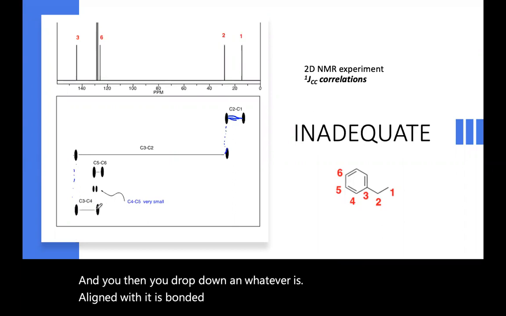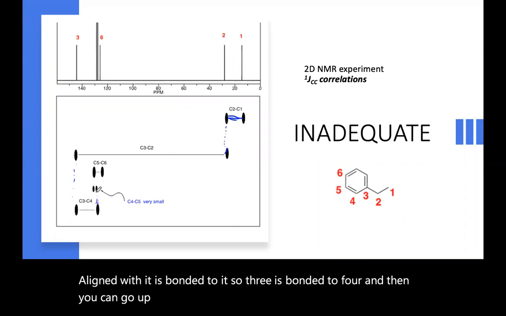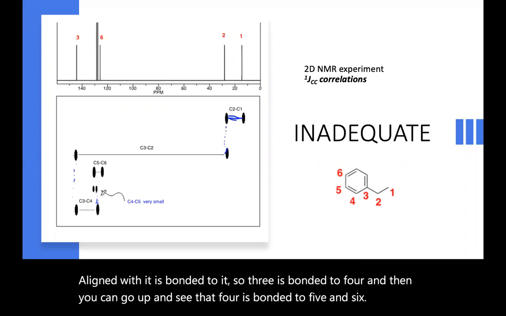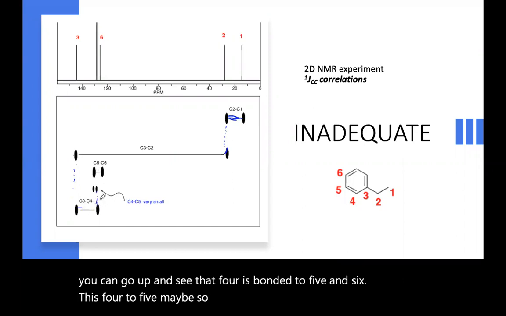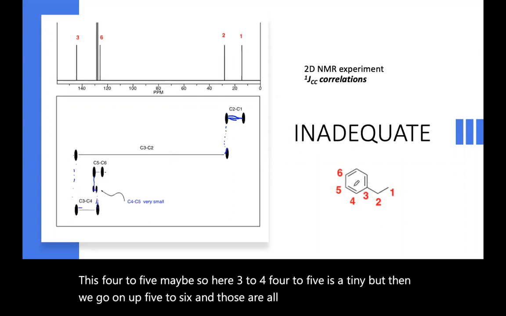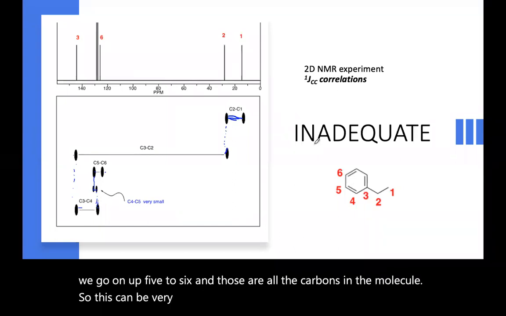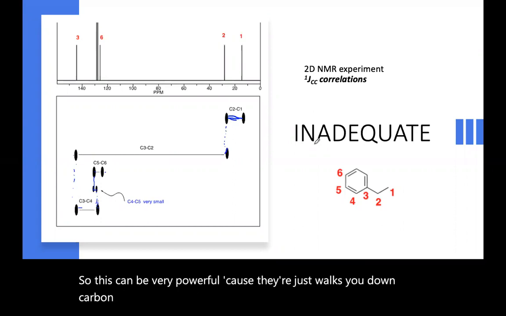So 3 is bonded to 4, and then you can go up and see that 4 is bonded to 5 and 6. And this 4 to 5 maybe, so here's 3 to 4. 4 to 5 is tiny, but then we go on up 5 to 6, and those are all the carbons in the molecule. So this can be very powerful because it just walks you down carbon, carbon, carbon, carbon.